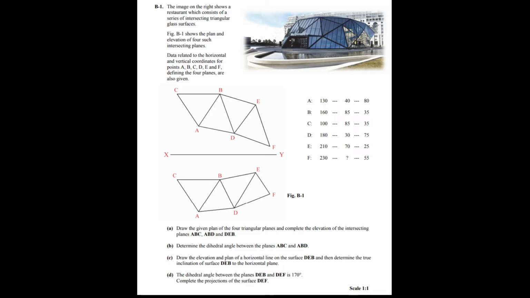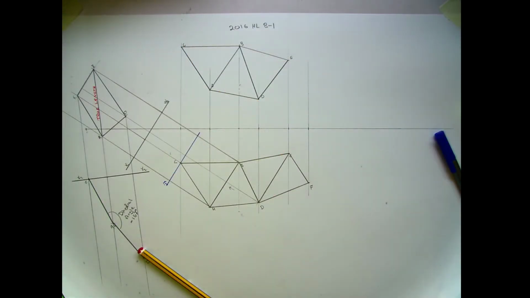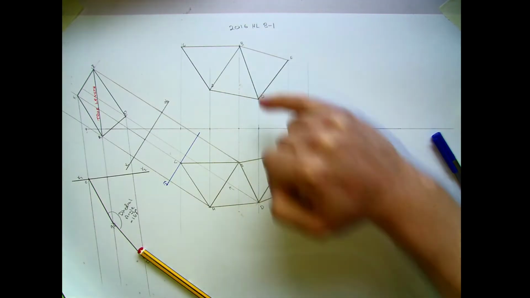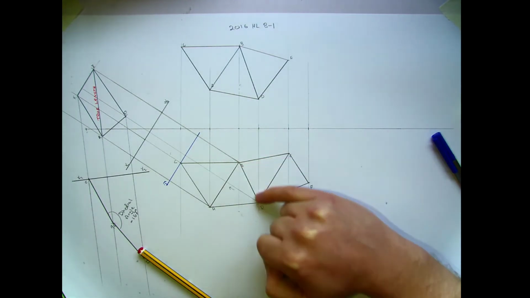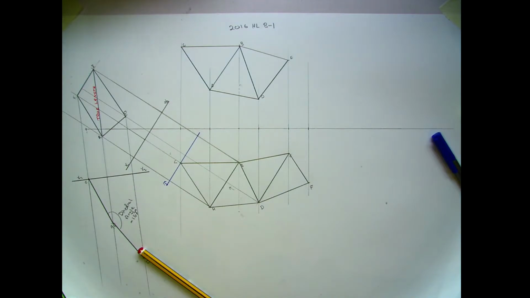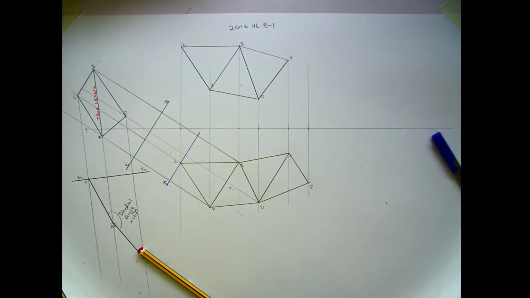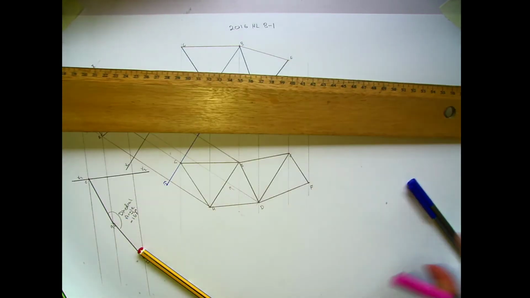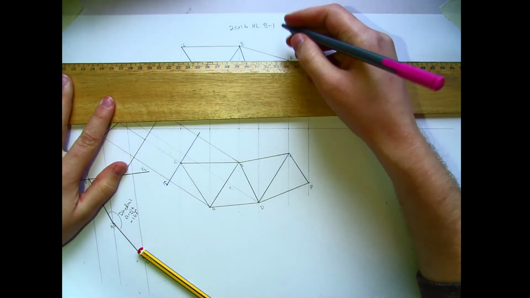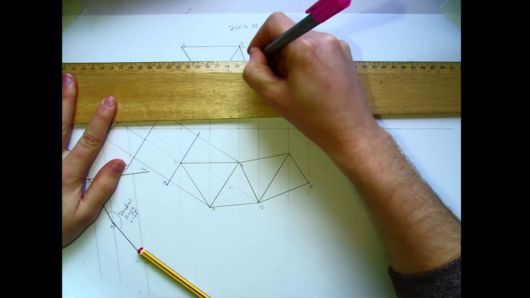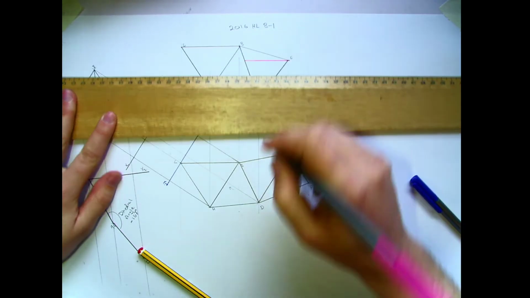So let's have a look back at the board again. This is DEB, that surface. This is the same surface down here in plan. And we're asked to draw a horizontal line on the surface DEB and then determine the true inclination of the surface to the horizontal plane. So I'm going to take a line up here, a horizontal line, and I'm going to do that in the elevation, because that's the only place I'll be able to see if it's horizontal. So DEB, I'm going to take a horizontal line from the middle point. Okay, so this is a horizontal line.